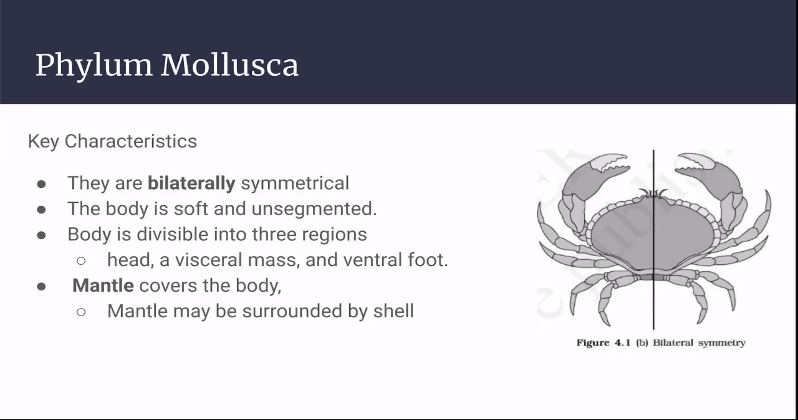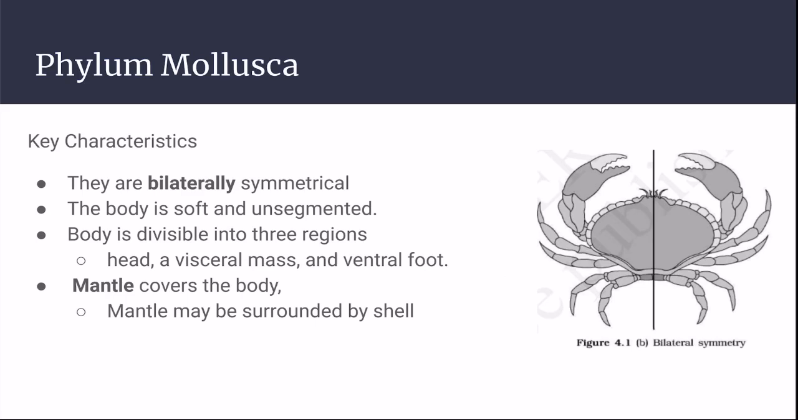So some key characteristics of Phylum Mollusca. They are bilaterally symmetrical, so that means they look the same on both sides of their body. If you were to cut them in half, they would be identical. Their bodies are soft and unsegmented, which is one of the key aspects of this phylum.